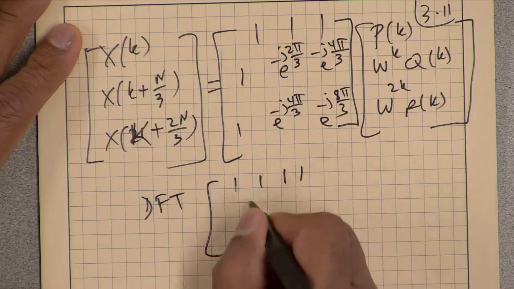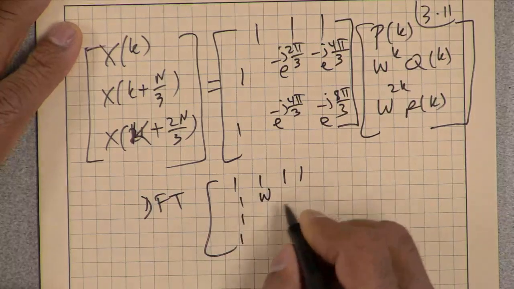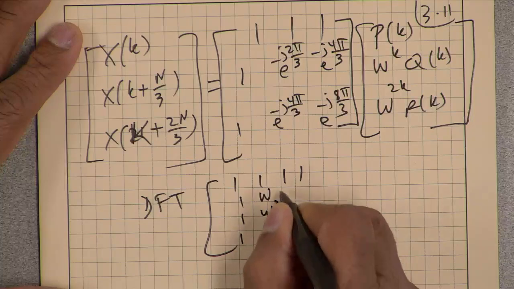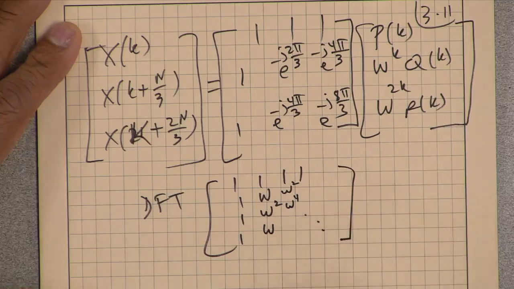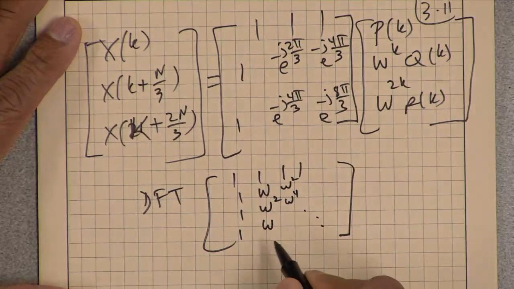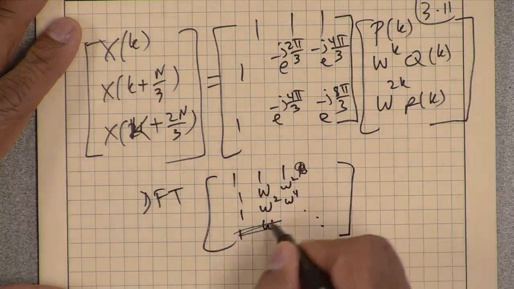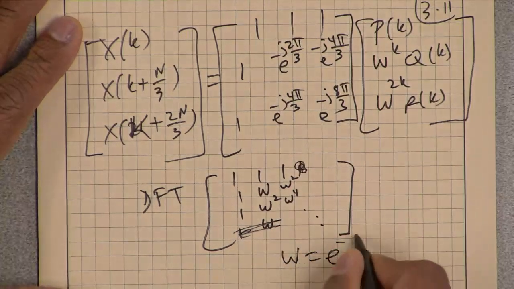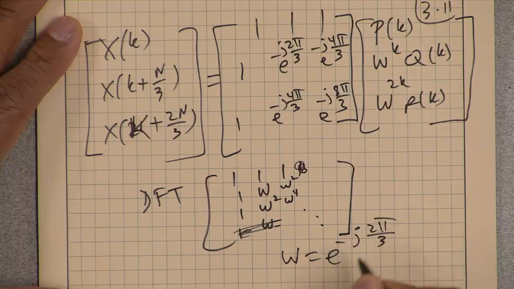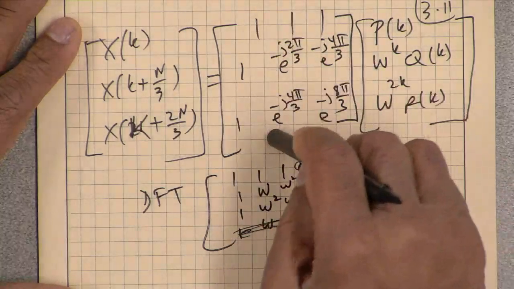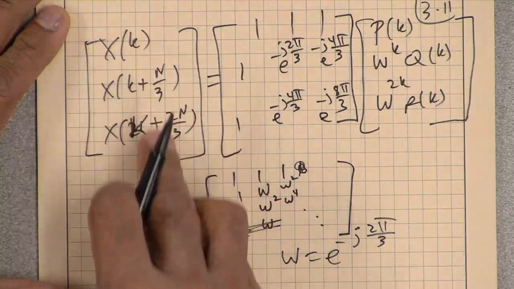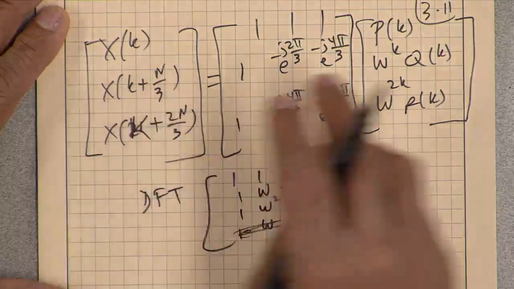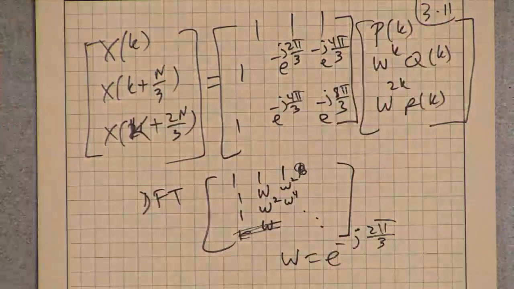1, 1, 1, 1, 1, 1, 1, W, W squared, W cube like that, W squared, W to power 4, all those things. So if you take the 3-point DFT matrix, then W is e to the power minus j2 pi by 3. And that is the DFT matrix for 3-point DFT. So what we are finally understanding is that these three things are the 3-point DFT of those three things.